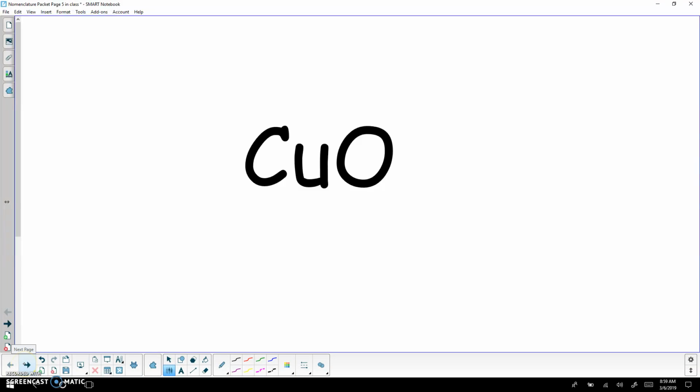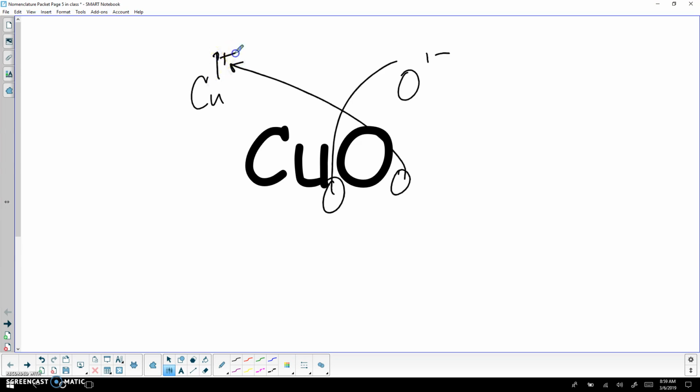All right, guys, we're going to go over page 5 of the nomenclature packet. We have a little mixed binary compounds. So this first one, we have CuO. Copper is a transition metal, so we've got to figure out what its charge is. There's a 1 that goes up here to the oxygen. There's a 1 that goes up here to the copper. We know that oxygen isn't 1, it's 2. If you double one, you double them both. This one has to be copper, Roman numeral 2, oxide.